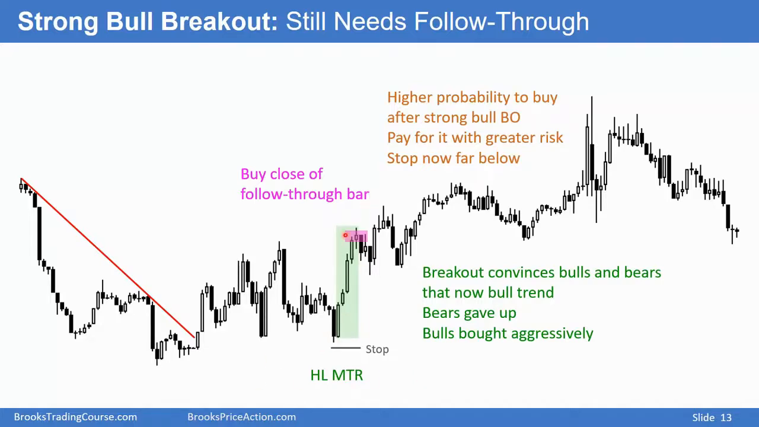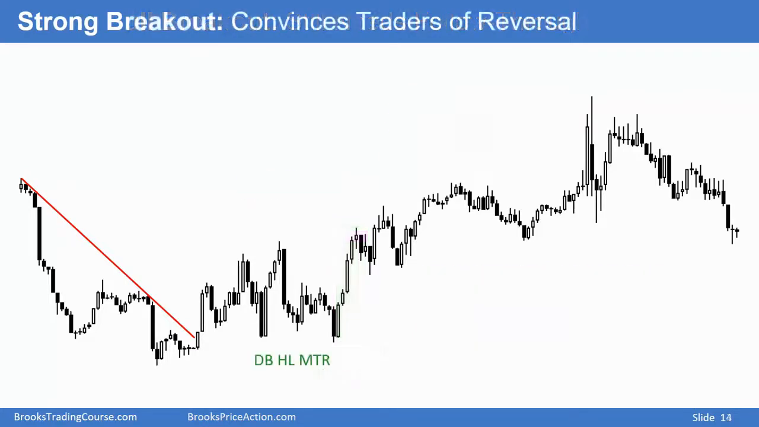This is a bull breakout by climax. A major higher low. Double bottom, higher low. Double bottom, here's the old low. This is a double bottom above that low, so it's a double bottom higher low. And it's a break above a bull trend line, so it's a double bottom higher low, major trend reversal, buy setup.